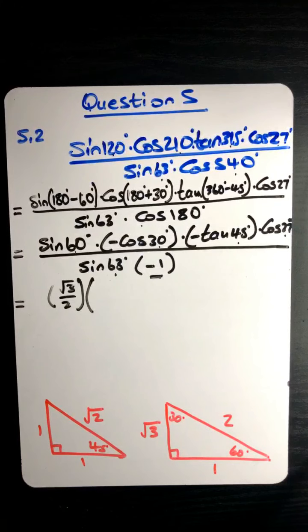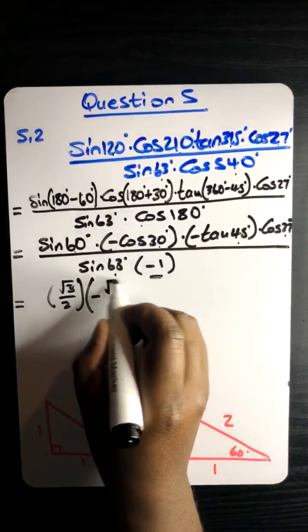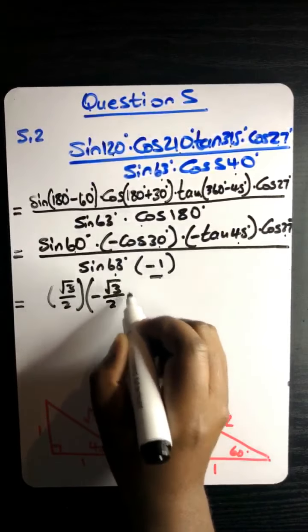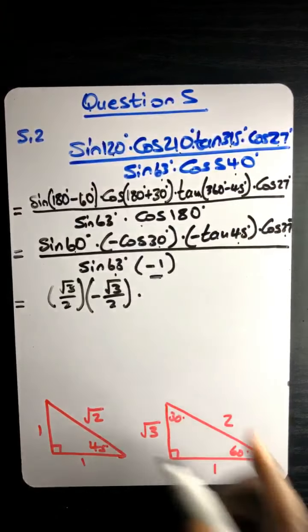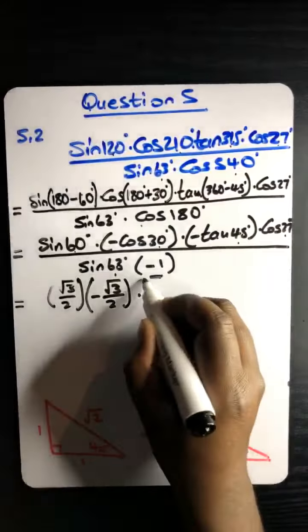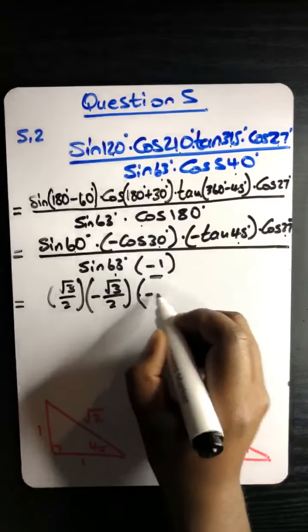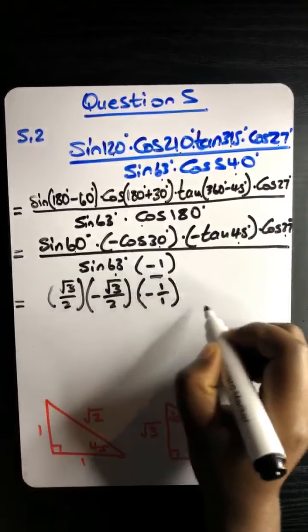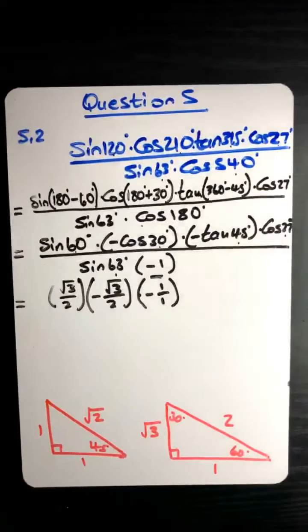It's √3/2. Remember the negative. So it's negative √3/2. What about that one of 45? It's 1/1, sir. -1/1. Yeah, so it's negative 1 over 1. What about that 27? How can we work out that 27?